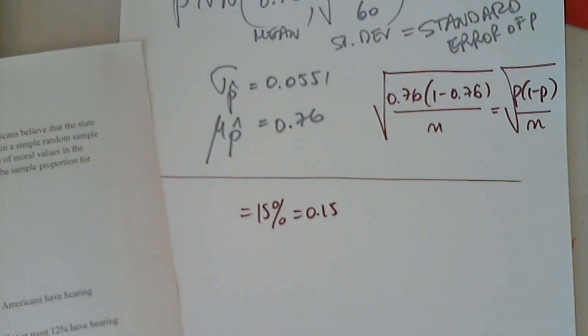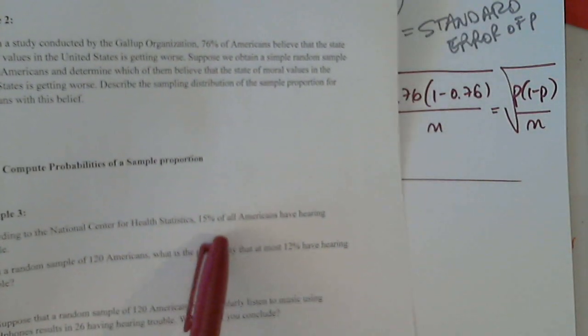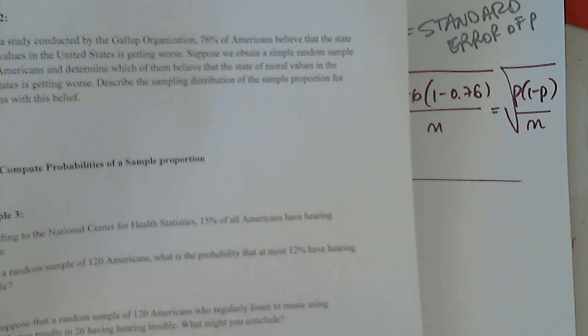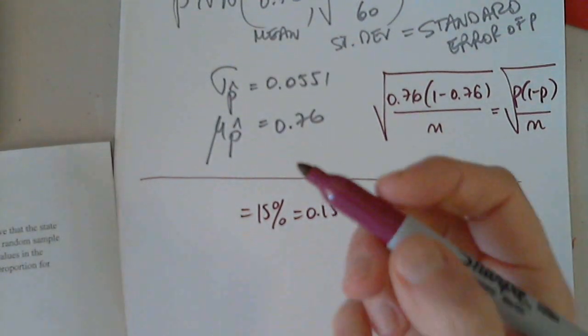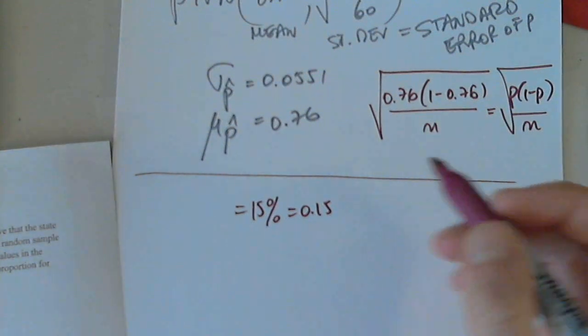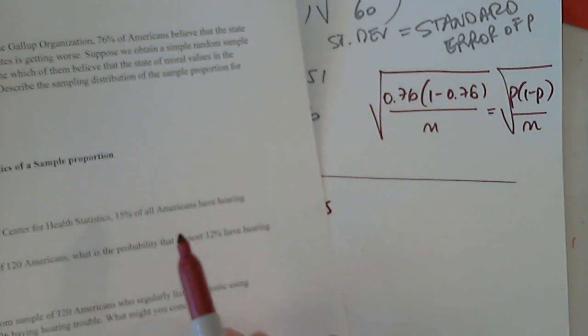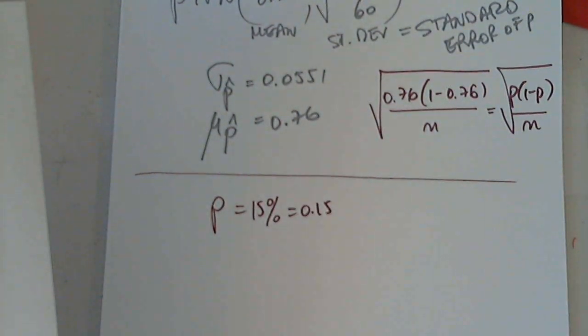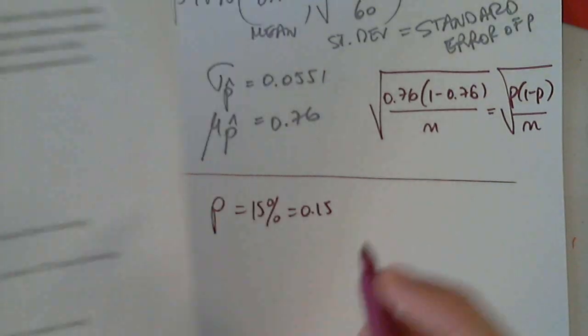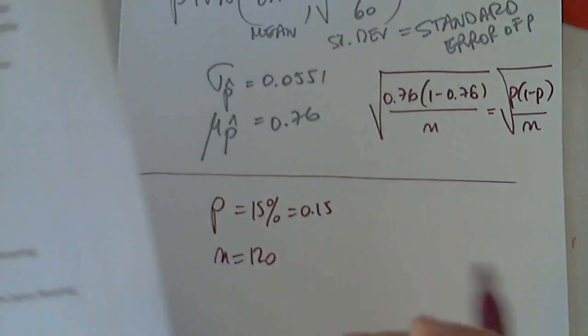Oh, sure. So according to the National Center for Health Statistics, 15% of all Americans have hearing trouble. Is this p or p hat? P hat? We haven't talked about sample yet. Oh, true. It says all Americans. P. Good. In a random sample of 120 Americans, n equals 120.